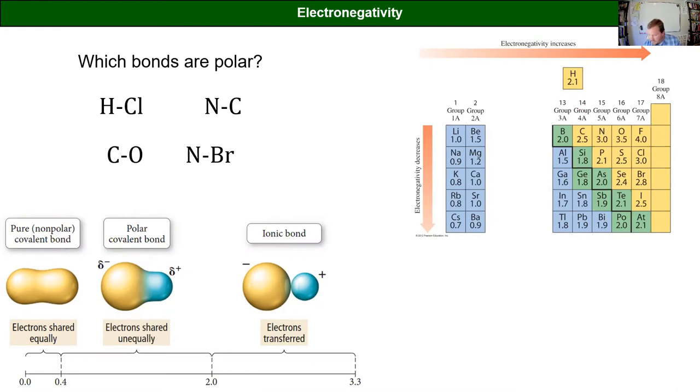And so what we're really looking at is, as I mentioned before, the difference in electronegativity. So if we wanted to know the difference in electronegativity for a hydrogen and chlorine bond, we look at the electronegativity for hydrogen, which is 2.1, and chlorine, which is 3.0. So 3.0 minus 2.1, our difference in electronegativity then is 0.9. That fits squarely in the middle of this polar covalent section. It's a covalent bond, but the electrons are not being shared evenly. There's more of the electrons around the chlorine than there are around the hydrogen.